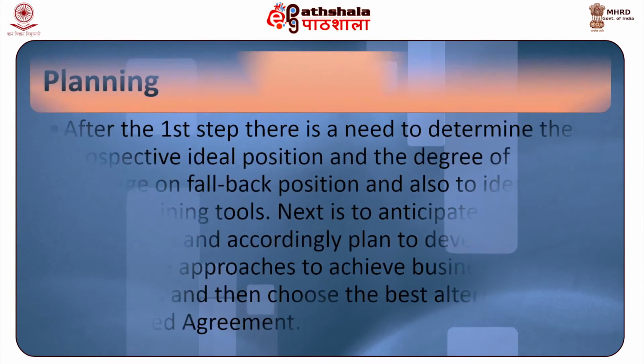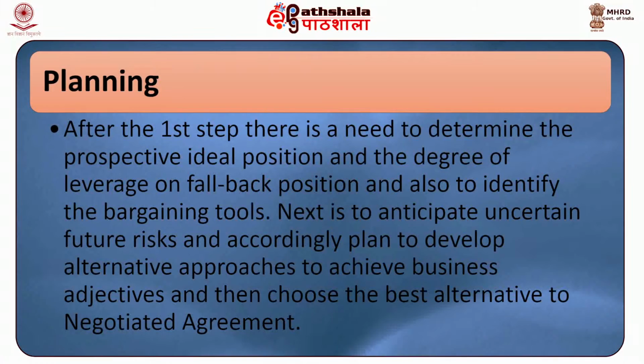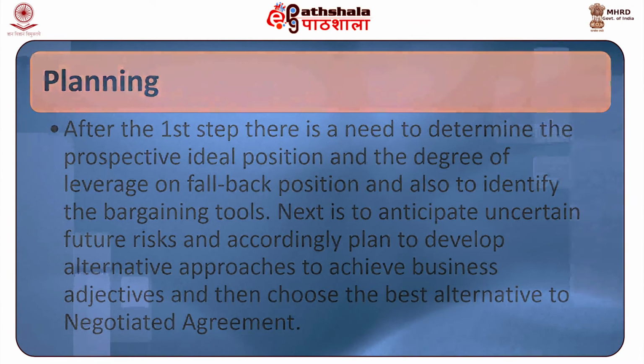Planning. After the first step, there is a need to determine the prospective ideal position and the degree of leverage on fallback position, and also to identify the bargaining tools. Next is to anticipate uncertain future risks and accordingly plan to develop alternative approaches to achieve business objectives and then choose the best alternative to the negotiated agreement.